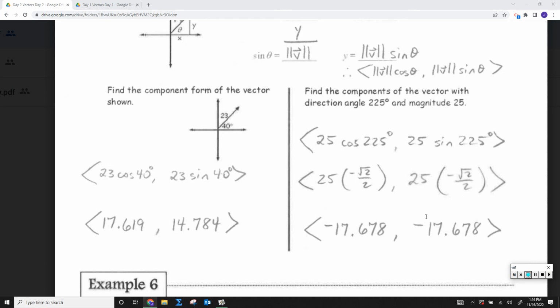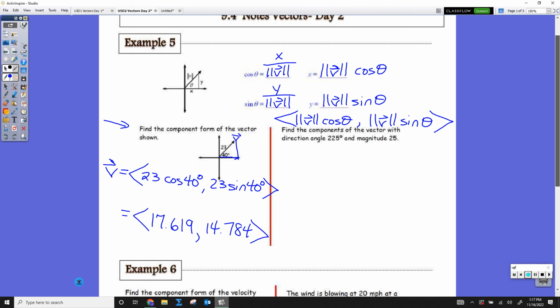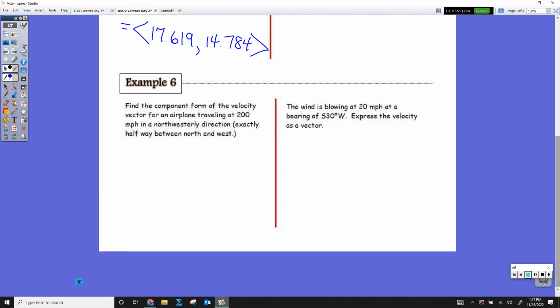You follow? All right, so here's what I want to finish. Last one of the day. Good job. Example 6. I want to give one little application so you can see how it works. It looks like a velocity problem. Find the component form of our airplane velocity vector traveling 200 miles per hour. What does the 200 miles per hour represent, do you think?